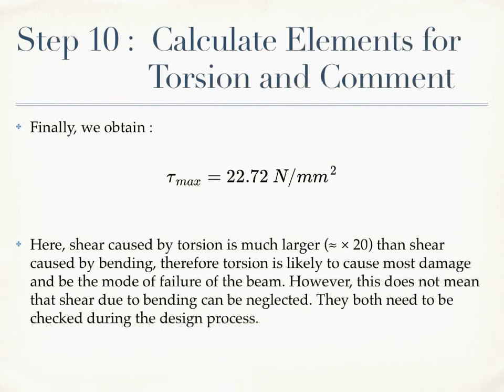We can see that shear stress caused by torsion is much larger than shear caused by bending. Therefore, torsion is more likely to cause the most damage and be the mode of failure of the beam, as it could lead to buckling. But this doesn't mean that shear stress due to bending can be neglected, as they both need to be taken into account during the design process.